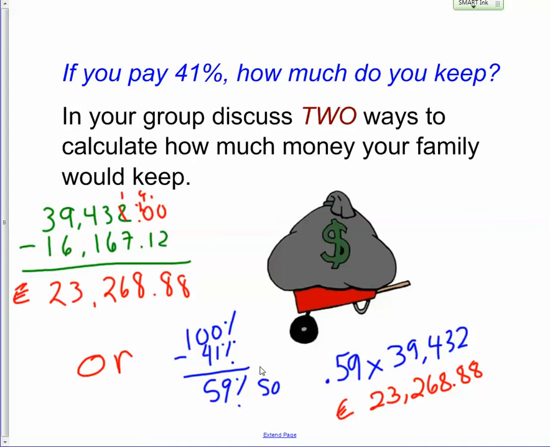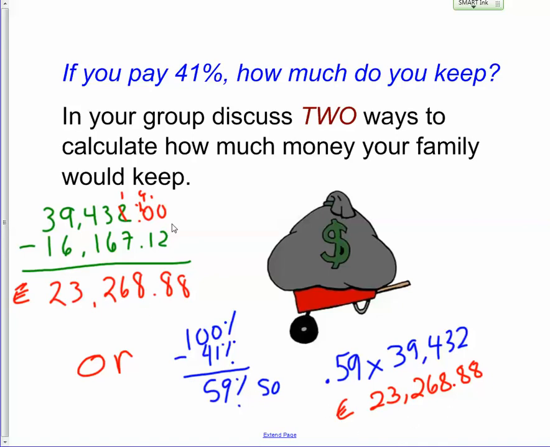And a second way is if 100% is all of your income and you have to give the government 41%, if you subtract, this is the percent you get to keep, and this might be a faster way. You have fewer calculations to do because you can do this in your head. So it's just 0.59 times 39,432, and you get the same amount of money. It's still 23,268 euro and 88 cents.